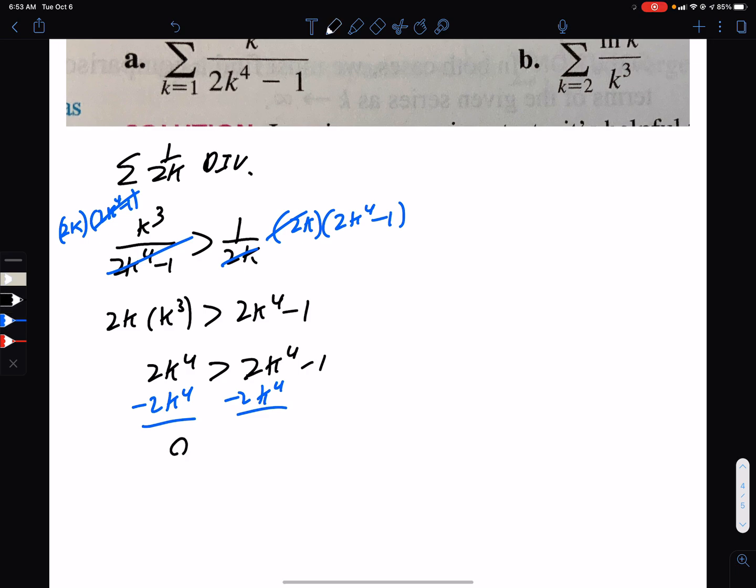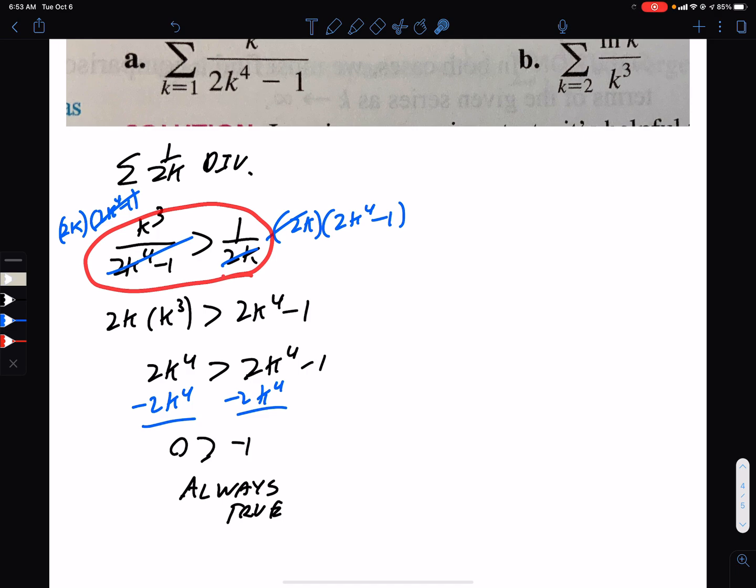On the left side I get 0. On the right side I get negative 1. This is always true. Since it's always true, that means my original statement is always true. So now I have my conclusion.